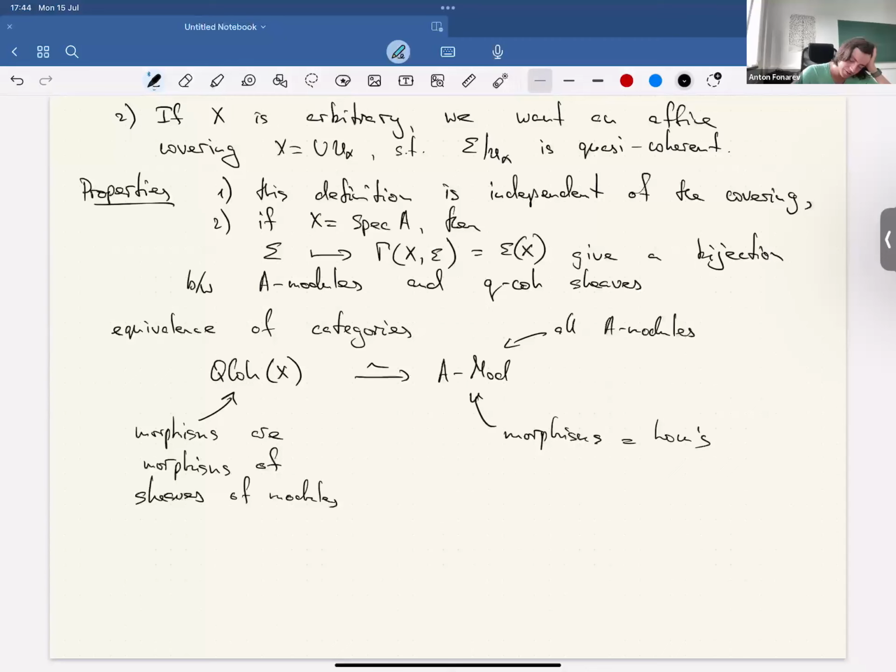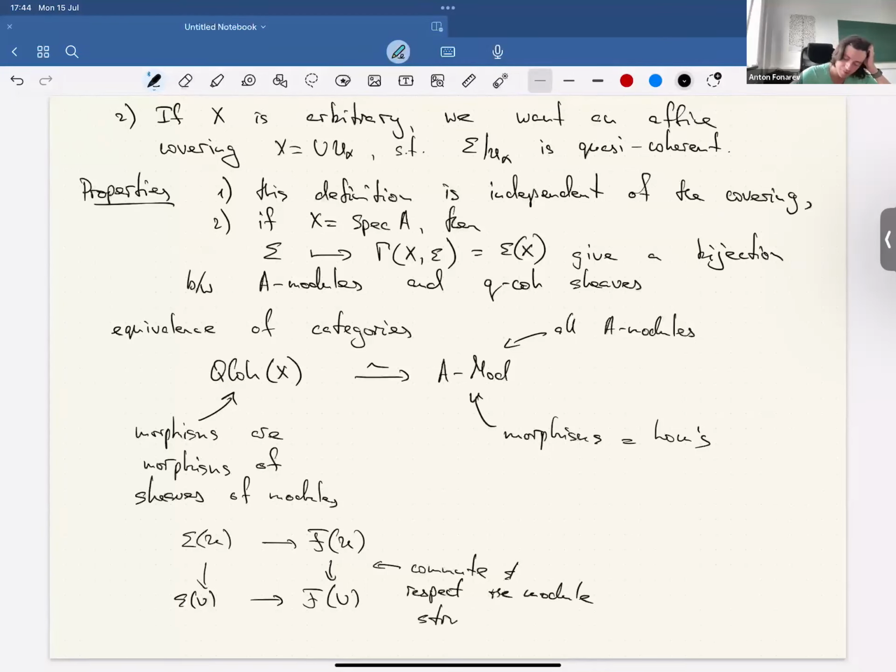It means that if I want a morphism from E to F, then for every open subset, I have the corresponding morphism here. And if this is restriction, this should commute and respect the module structures. And let me stress once again that the module structure is just the structure of multiplying by a function.